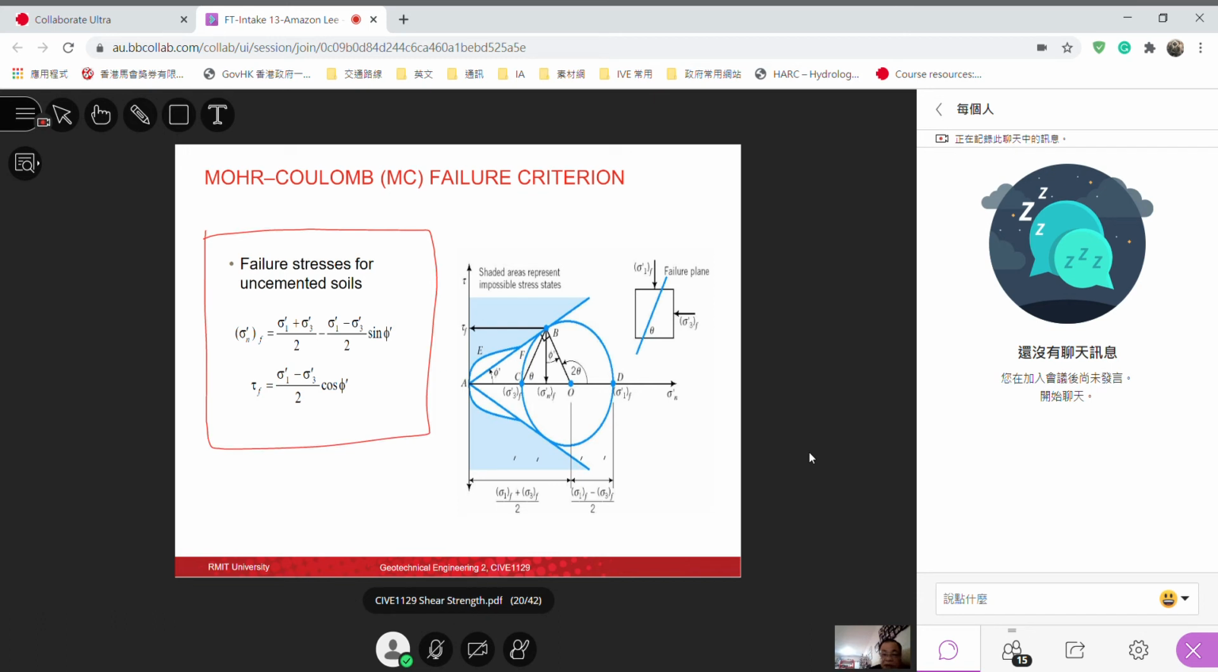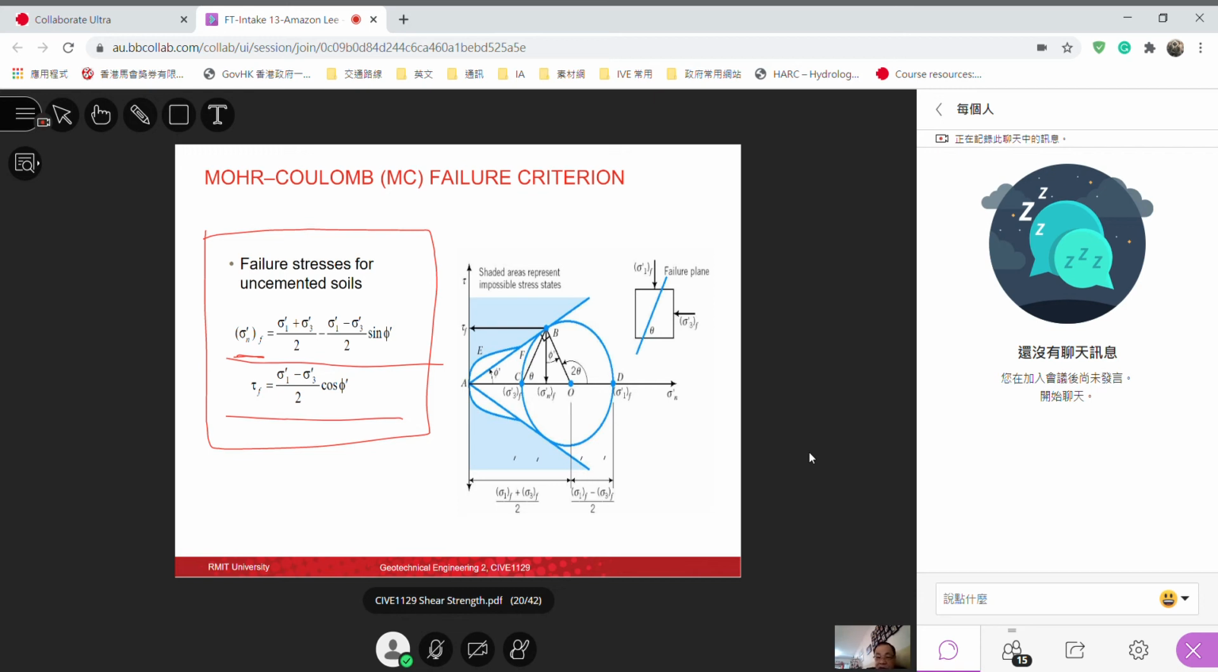Now make sure you remember that, because in the exam we always ask you to calculate the normal stress at failure, the shear stress at failure, but we may also ask what is the major principal stress at that point of failure? What is the minor principal stress at that point of failure? To relate the major and minor principal stress at the point of failure with the normal stress and shear stress at the point of failure are these two equations. Normal stress at failure is equal to the major principal stress plus the minor principal stress divided by 2.